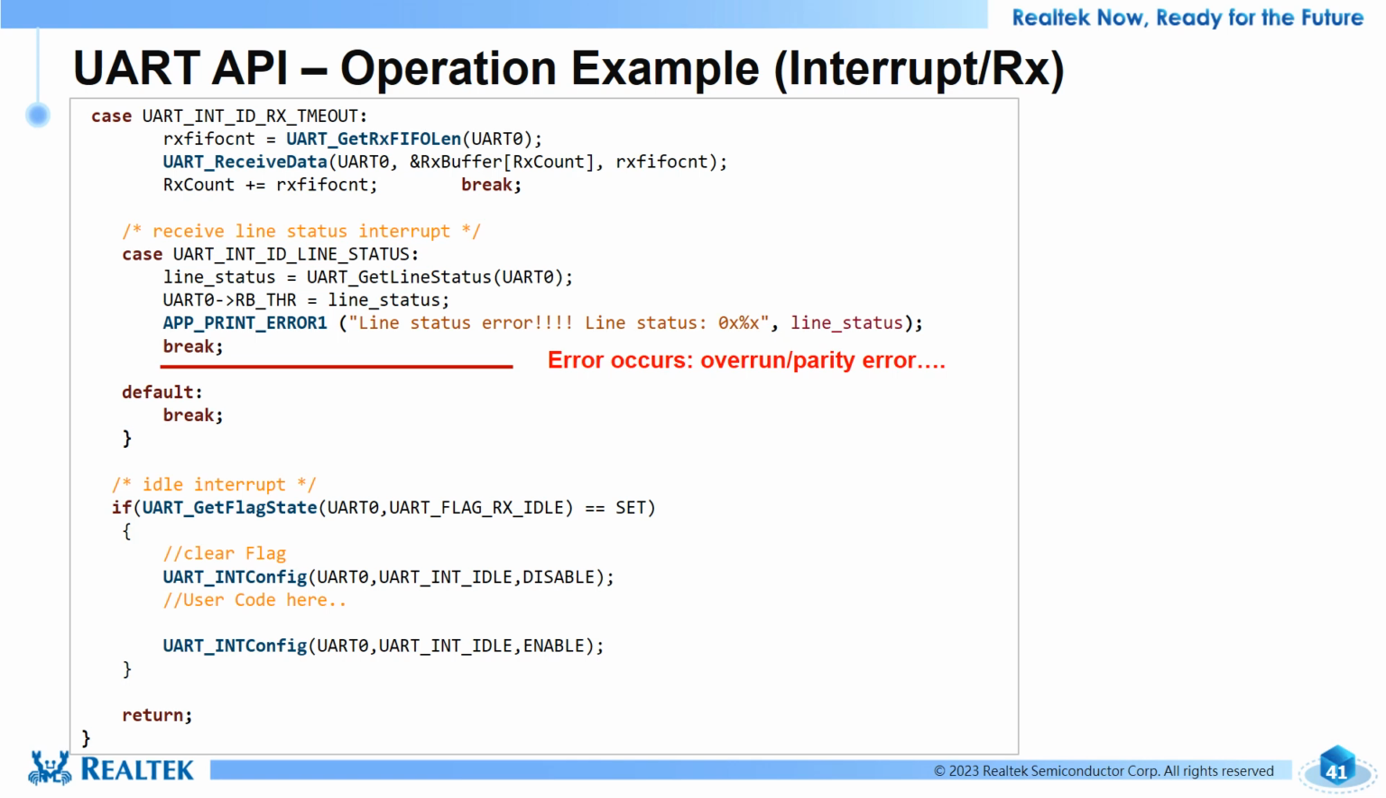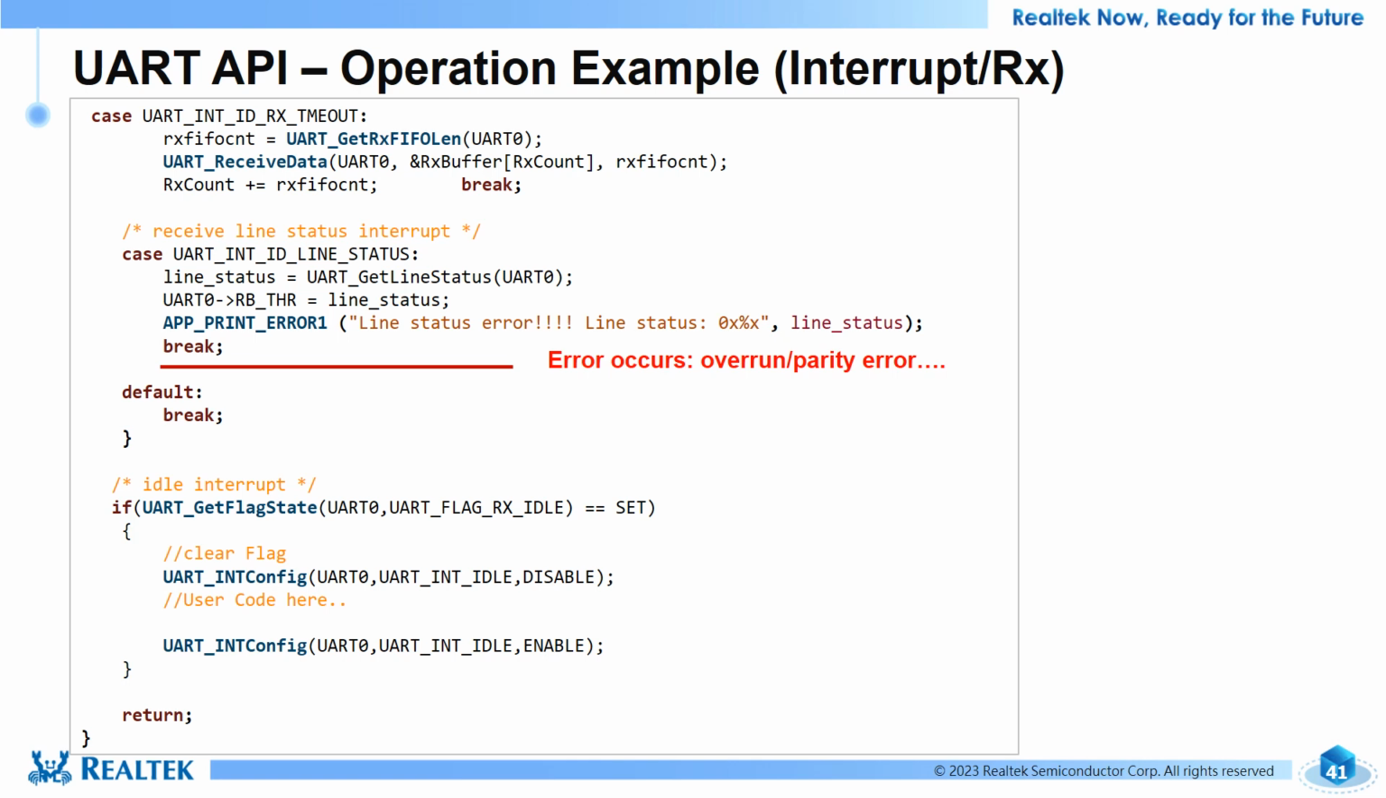You can call UART get RX FIFO len in the UART int ID RX level reach and UART int ID RX TMEOUT interrupts to get the number of bytes in the RX FIFO, and then call UART receive data to read the data in the RX FIFO. The timeout interrupt is triggered when there is at least 1 character in the FIFO, but no characters are inputted to or read from the FIFO during the last 4 characters.